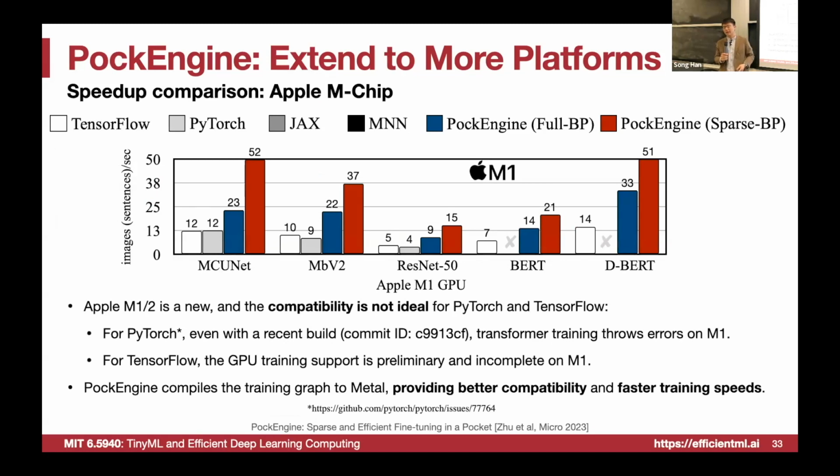And let's look at another use case for Apple M1 chip. So M1 and M2 chips, they're pretty new. If you play with the homework, you can already observe lots of errors. Compatibility is not quite ideal with PyTorch and TensorFlow. Some of the builds will throw errors. And PockEngine can compile the training graph to Metal and provide better compatibility and also faster training speeds.